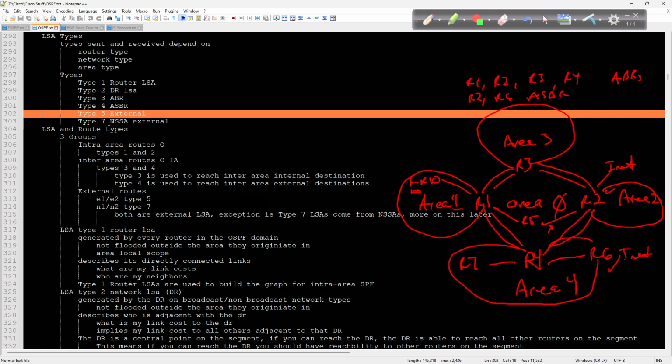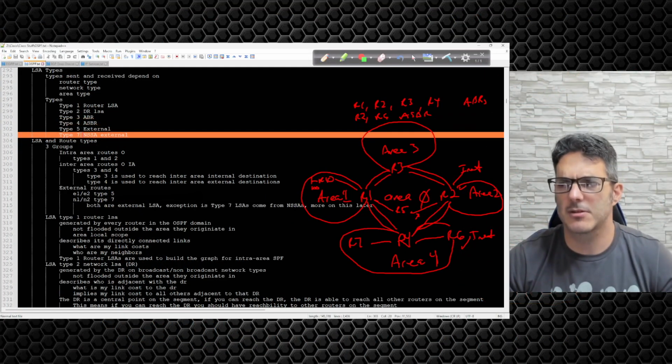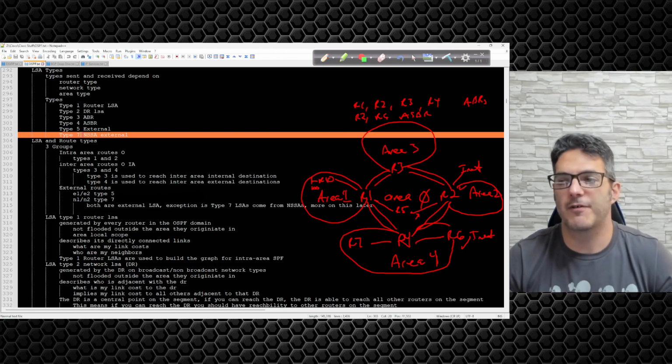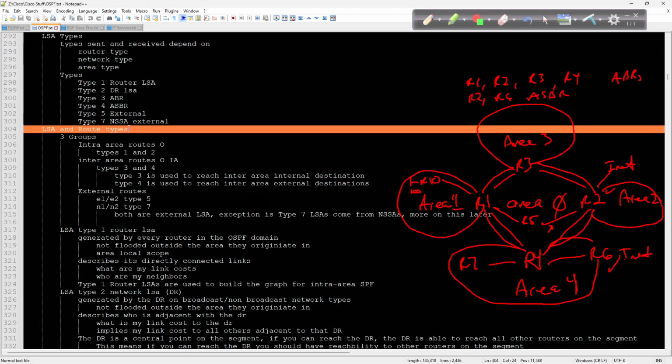If you notice, we jumped right to Type 7. What happened to Type 6? Is nobody a fan of Type 6? Well, Type 6 is the multicast OSPF, and Cisco devices do not support multicast OSPF. I don't know anything about it other than the fact that Type 6 LSAs do not exist on Cisco hardware. Type 7 LSA is the not-so-stubby area external.